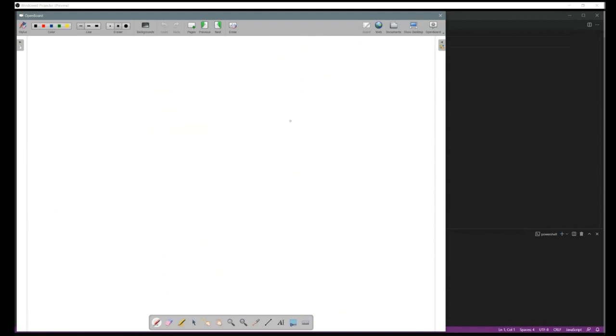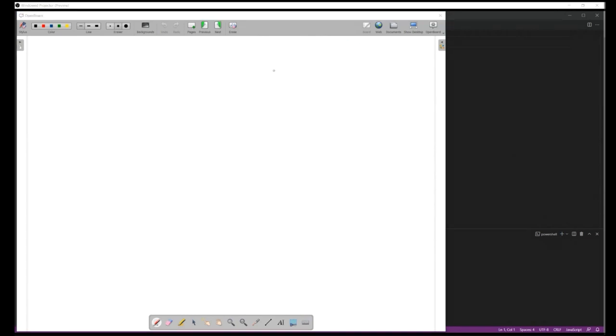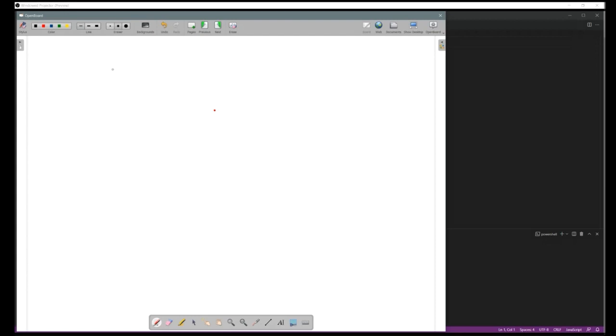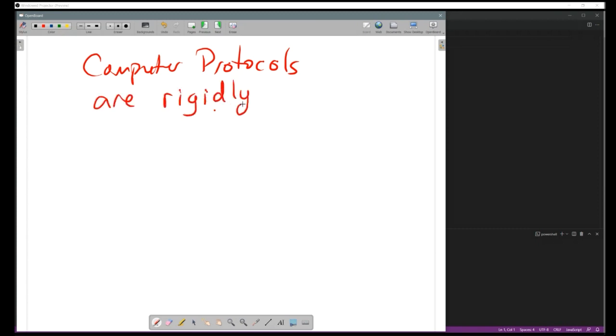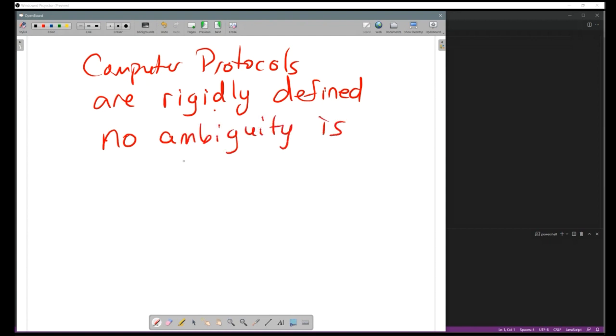Okay, so let's move on to learn more about protocols. Computer protocols are rigidly defined. There needs to be no ambiguity. No ambiguity is allowed.